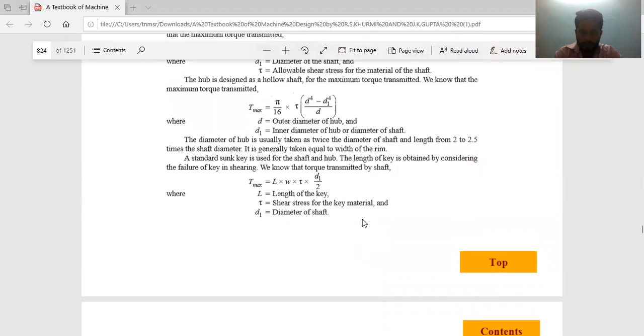Any doubt so far till this expression? Hello. Any doubt so far till this expression?